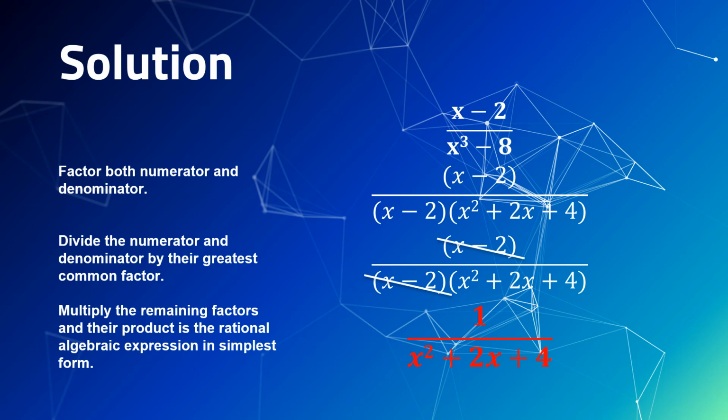So the common factor here is x minus 2. X minus 2 is also present in the denominator. So cancel this out. That will give you 1. So this one divided by this one will give you 1. So we have the final answer, which is 1 all over x squared plus 2x plus 4. This one has no factor in the denominator, so this will be your final answer.